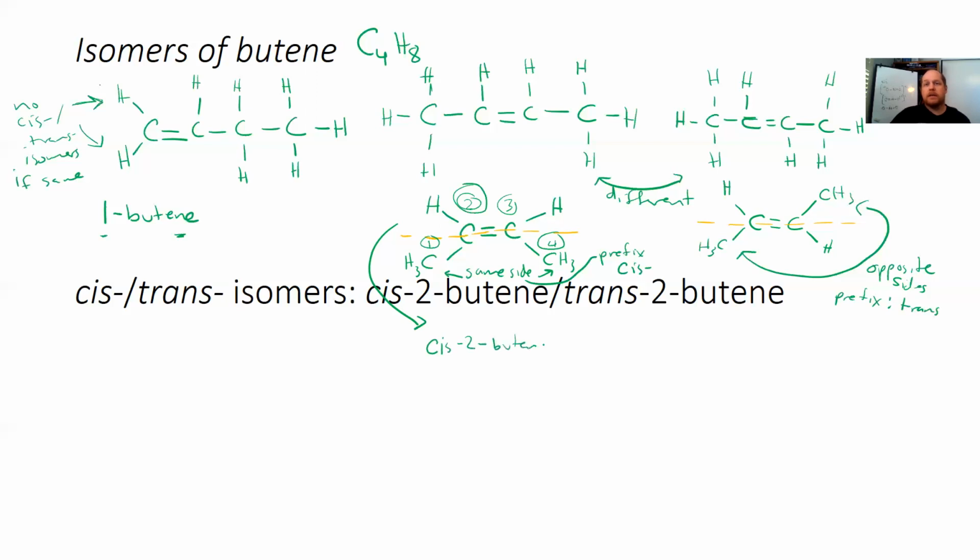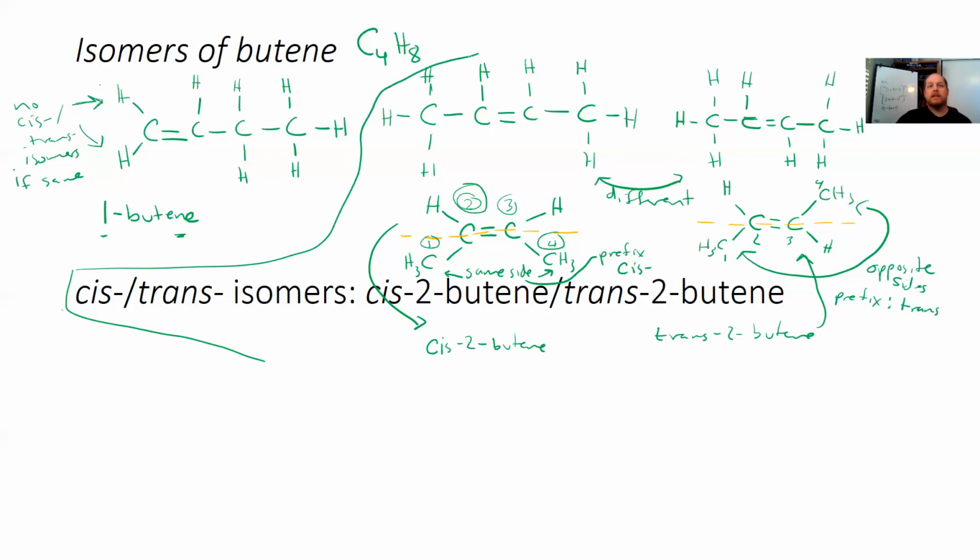2-butene. On the other one, it's still again 1, 2, 3, 4, but now the methyl groups are on either side of that line, and so it becomes trans-2-butene. Okay, here's what that one is. There's one other isomer for this, and that other isomer is neither cis nor trans. The cis and trans I thought would take up more space than they did.